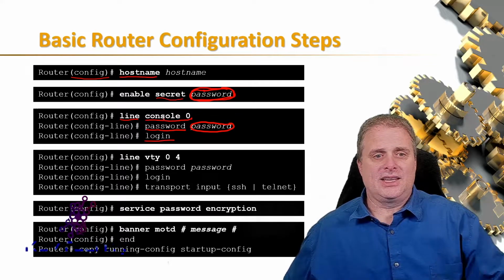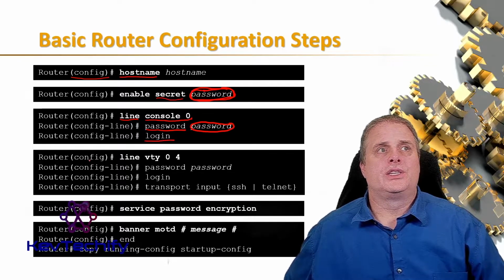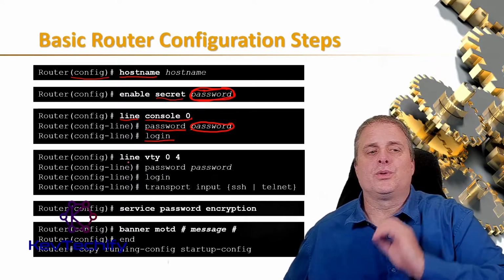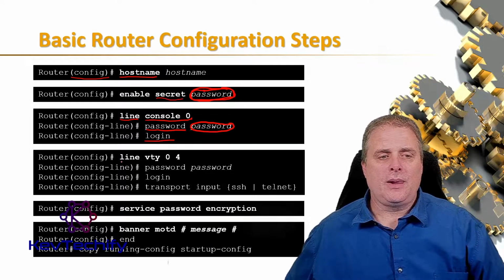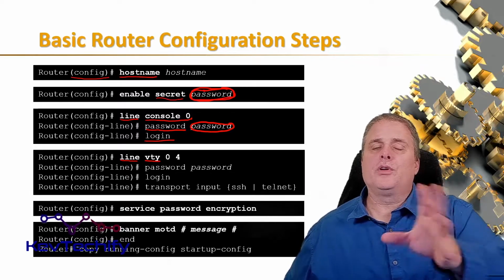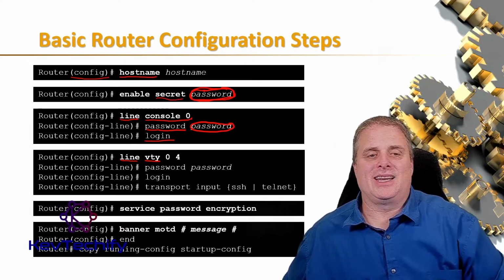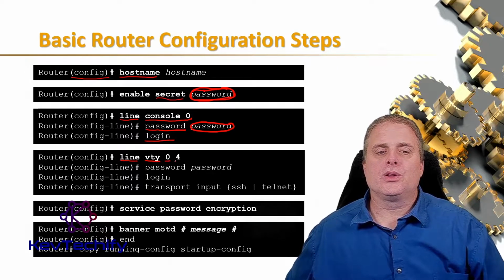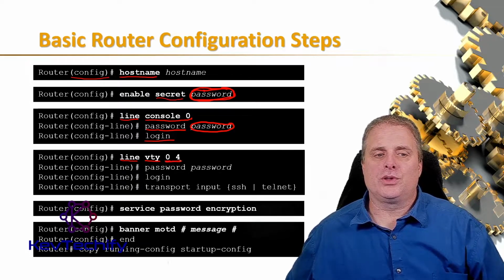The next step here is to secure your telnet and your SSH processes through your virtual terminals. And notice once again, this is a configuration mode, so we're coming in through line. Then we have our virtual terminals, and there's a number of virtual terminals you can do. A number of users can connect at the same time, so we need to have a range 0 to 4. So you are looking at 5 virtual terminals coming in.